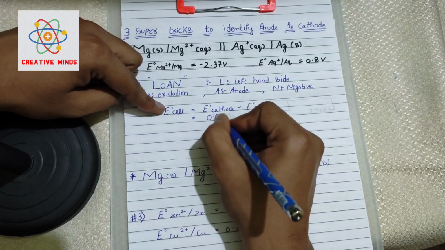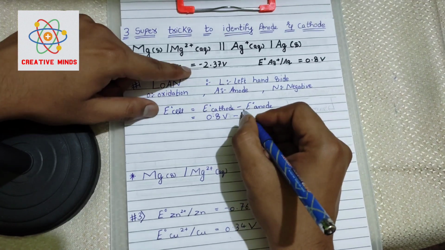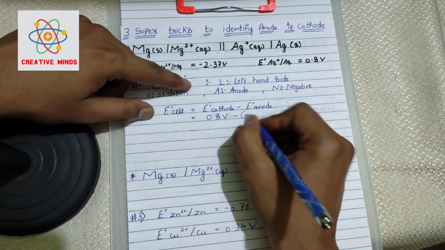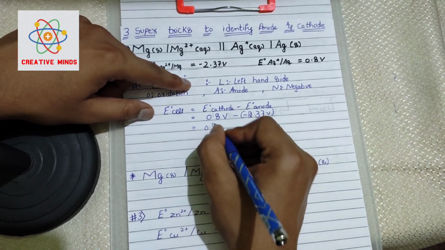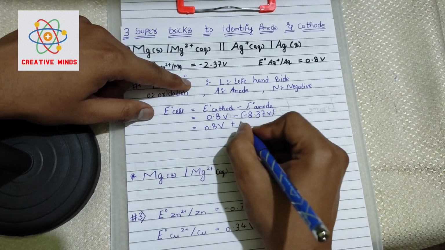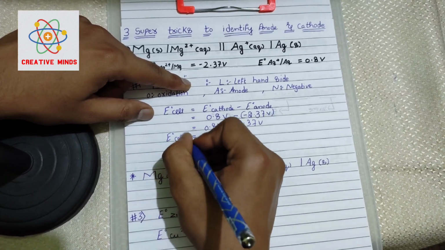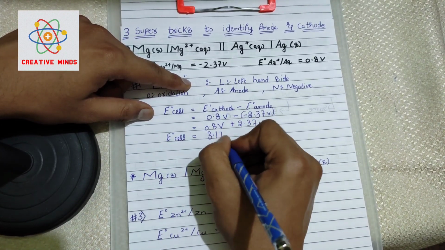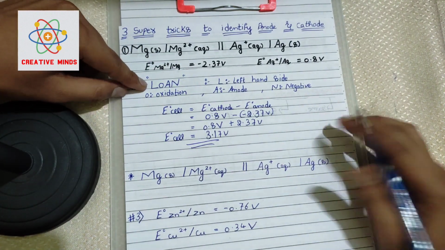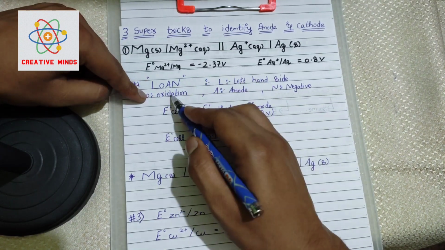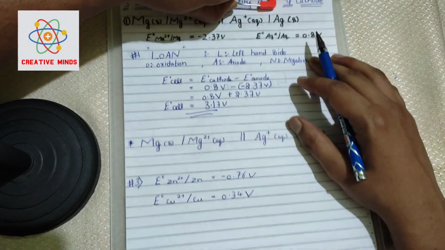So write the cathode potential, 0.8 volt, minus the anode potential they have given here, minus 2.37 volt. Now if you calculate 0.8 volt plus 2.37 volt, your final answer E naught of the cell will be 3.17 volt. Very simple to identify. Just remember this word loan. L means left hand side, O oxidation, it is getting oxidation, it is your anode, and its sign is negative. Now let us move on to the next trick.